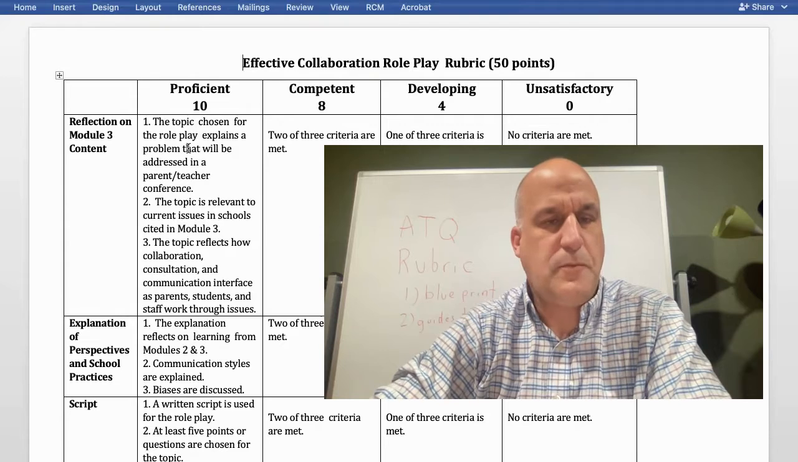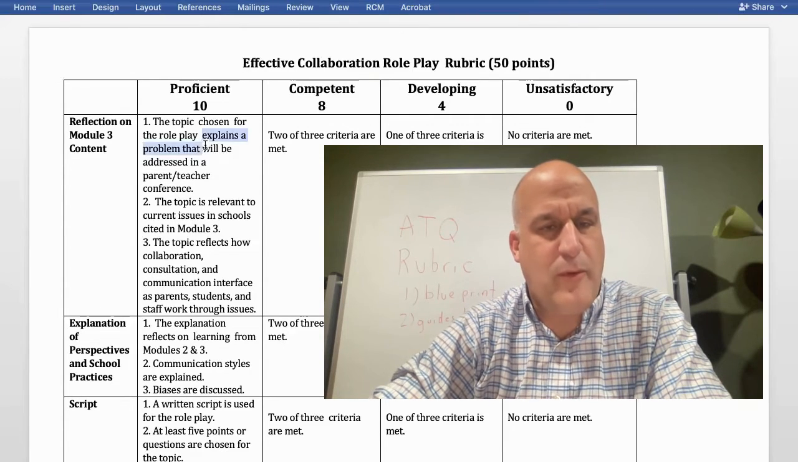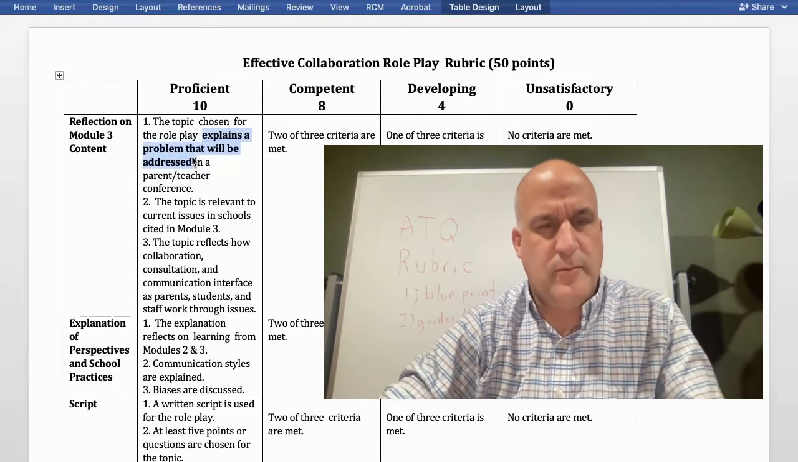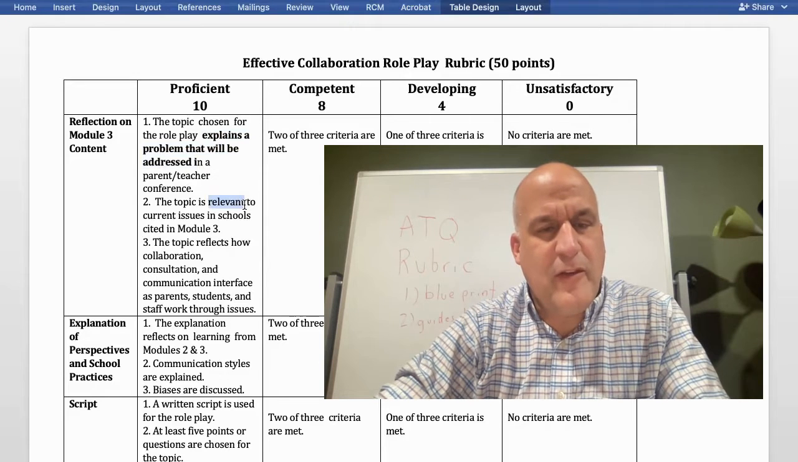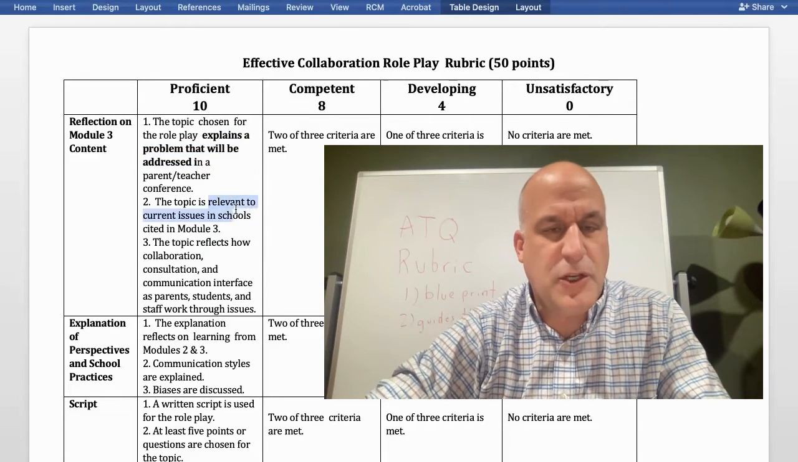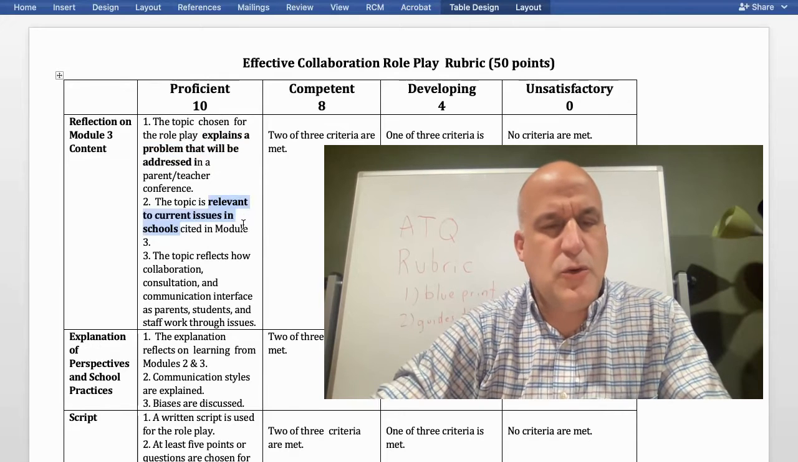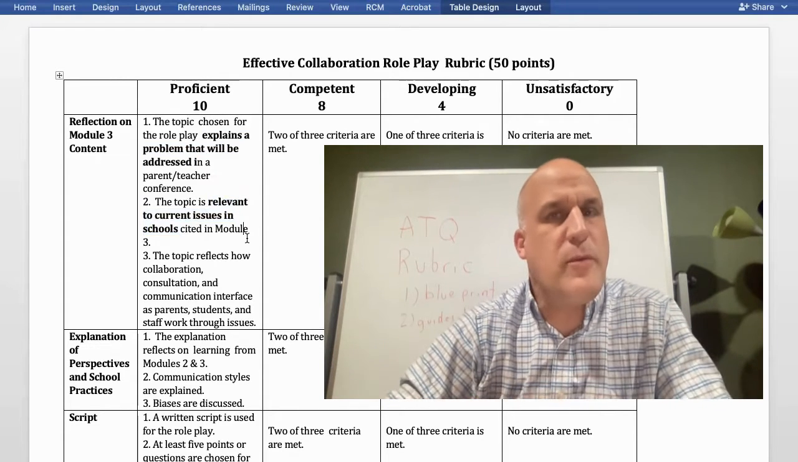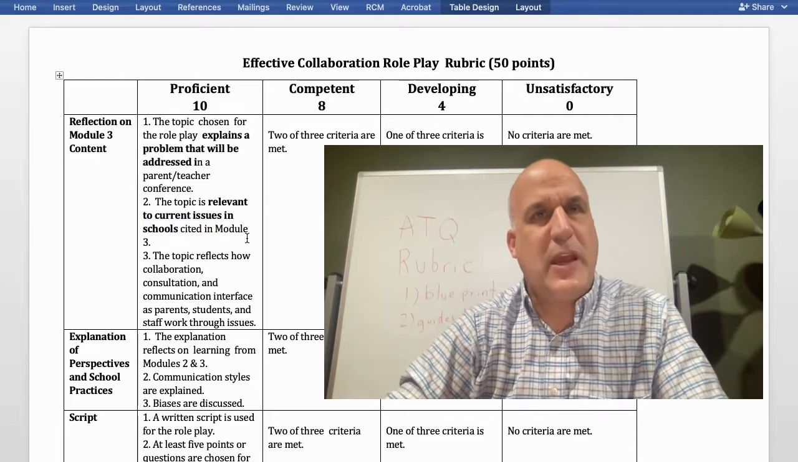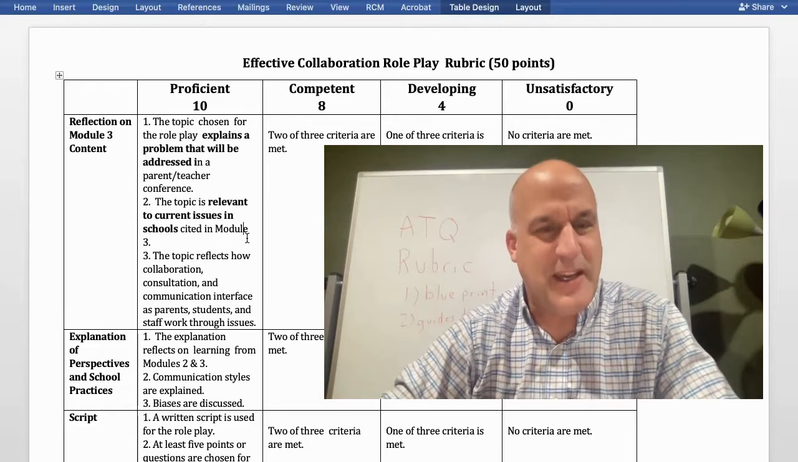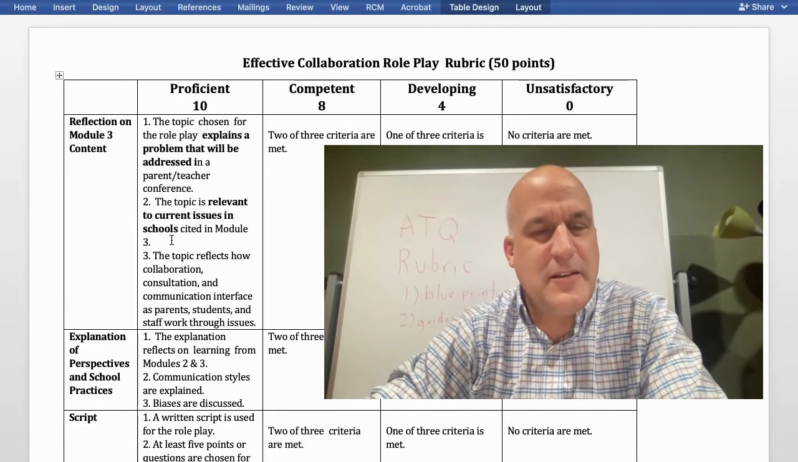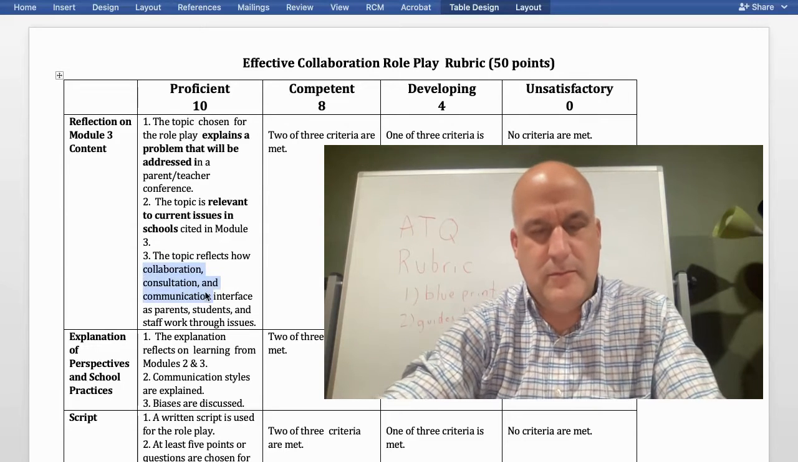So for example, when reflection on Module 3 content, it's asking that you explain the problem that will be addressed. So that's important. You want to make sure that you do that. It has to be relevant. So this has to be relevant specifically to current issues in school that were cited from Module 3. So if they weren't in Module 3, you can't just pick any old current issue. It has to be something that was talked about in the readings that you were doing. It should reflect how collaboration, consultation, and communication all work.